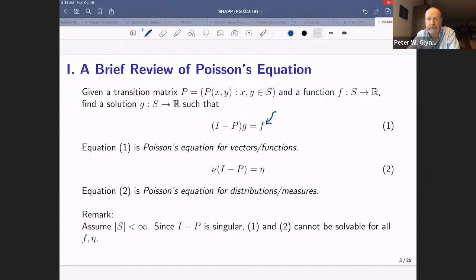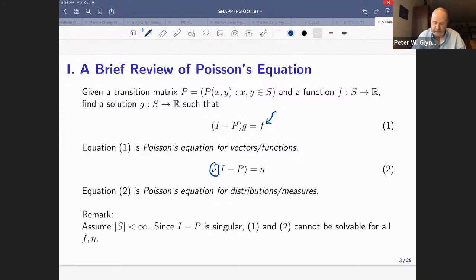Now, I minus P, as we all know, P being a stochastic matrix, 1 is an eigenvalue of a stochastic matrix, so I minus P is singular. So we're going to come back and talk about that in a moment. Then there's the dual version of this involving distributions or measures. In that case, the unknown is the distribution or measure nu, hitting I minus P from the left-hand side. So as usual in the world of Markov chains and Markov processes, we're going to view the functions as being encoded as column vectors and view distributions or measures as being encoded by row vectors.